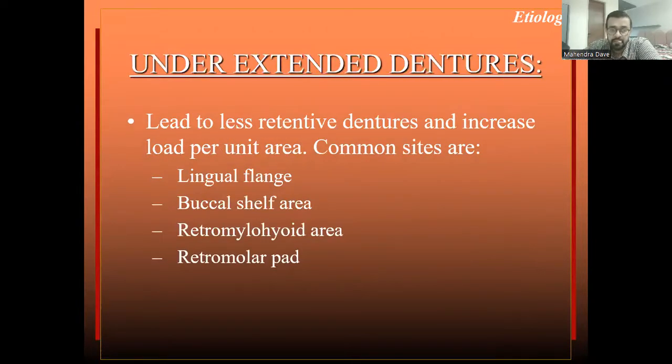Underextended dentures. These lead to less retentive dentures and increased load per unit area of the denture bearing tissue. The commonest sites are the lingual flange, buccal shelf area, retromylohyoid ridge, and retromolar pad.